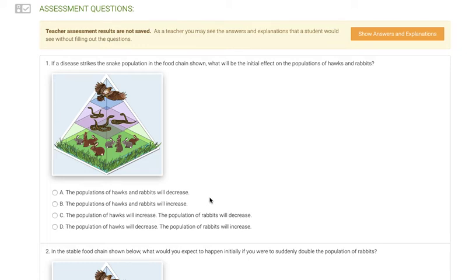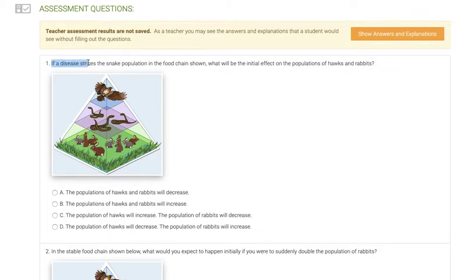Okay, today what we're going to do is go into Gizmos and work with a gizmo and play with a gizmo to answer these assessment questions. So what you need to do is read the question carefully.